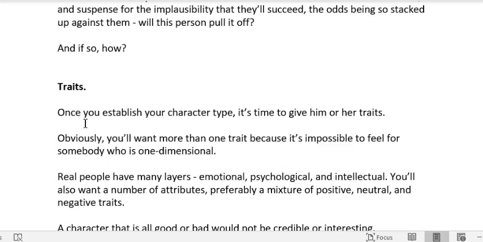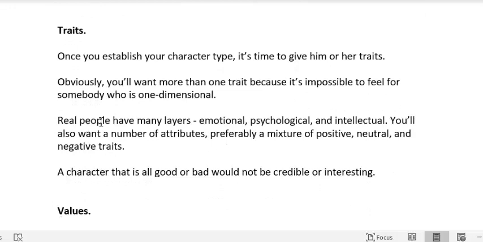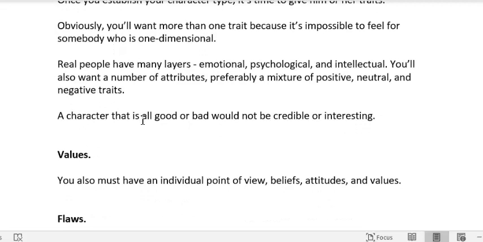Okay, I hope you've done that. So now we're going to look at traits. Once you establish your character type, you're going to give him or her traits. This is yourself. Obviously, you want more than one trait because it's impossible to feel for somebody who's one-dimensional. Real people have many layers, emotional, psychological and intellectual. You'll want a number of attributes, preferably a mixture of positive, neutral and negative traits. A character who is all good or all bad would not be credible or interesting. So the idea is you're being private in public and you're admitting some of your flaws because we know nobody is perfect. No one.